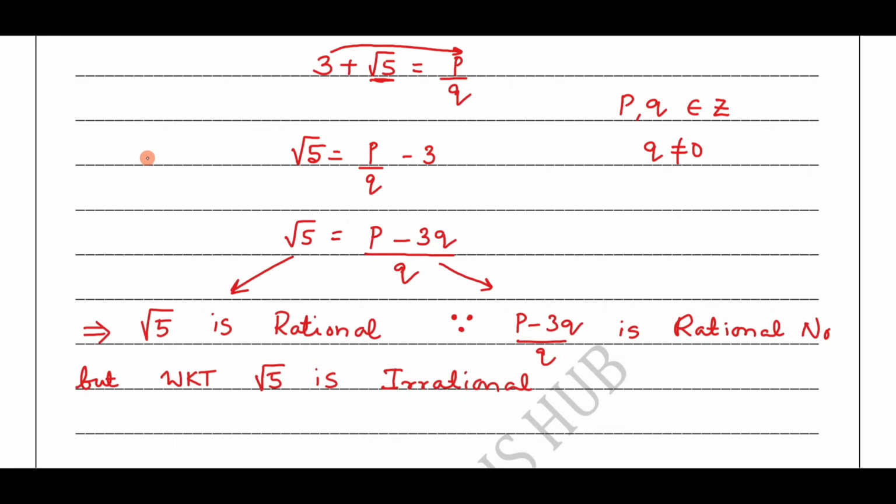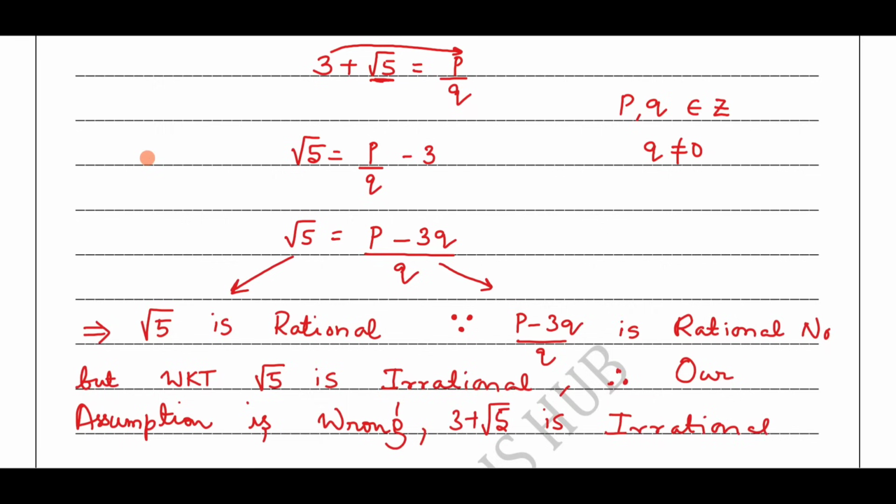But we know that, therefore what we have assumed is wrong. Our assumption is what? Wrong. Therefore 3 plus root 5 is irrational.